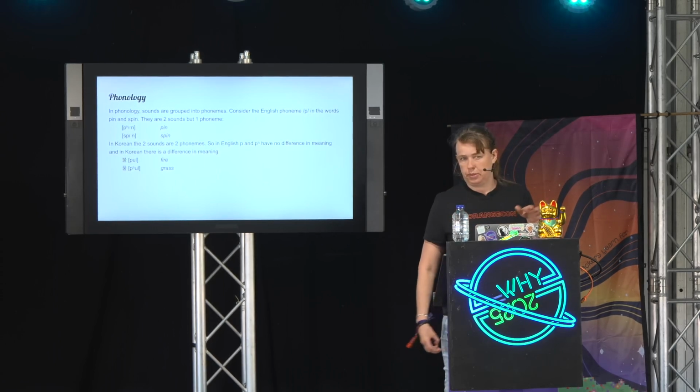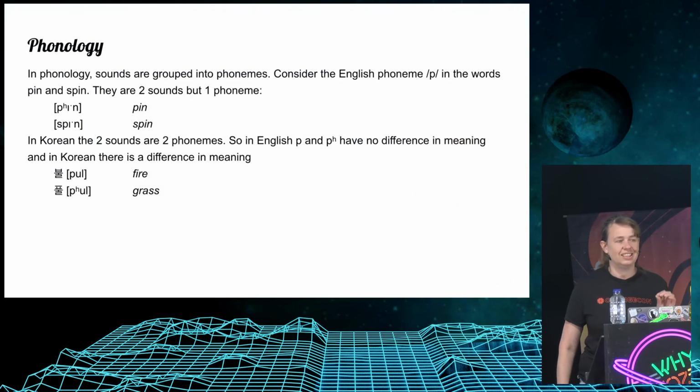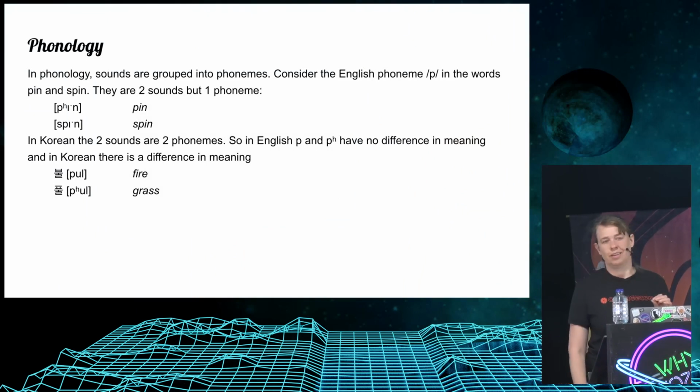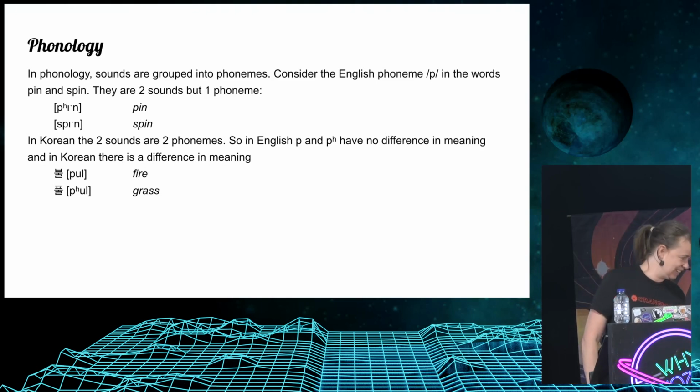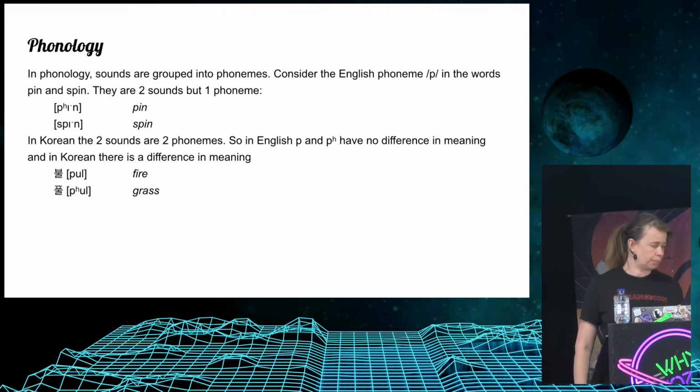Let's look at the P. In the words pin and spin, they're not exactly the same sound, because in pin there is a puff of air after the P. We call this aspiration, and we denote it as a small superscript H. So pin and spin.